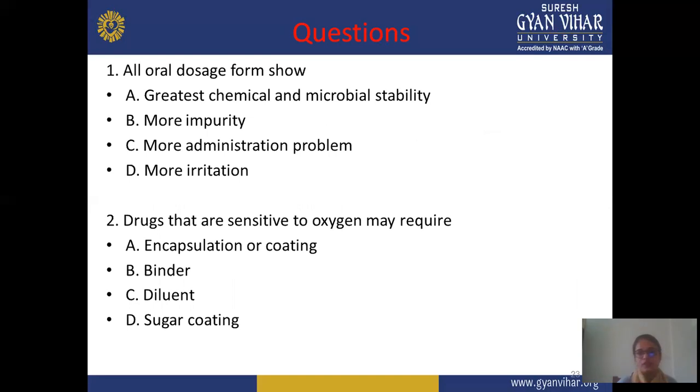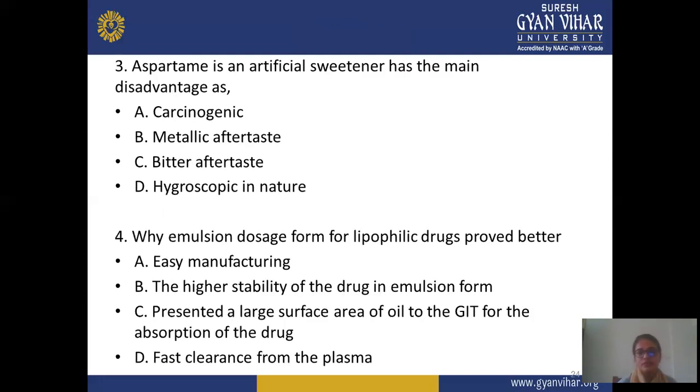And next part is the question part. In the first question, all oral solid dosage forms show greatest chemical and microbial stability; B is more impurity, C is more administration problem, D is more irritation. The second question: drugs that are sensitive to oxygen may require encapsulation or coating; next, B is binder, C is diluent, and D is sugar coating. The third one: aspirin, artificial sweetener, main disadvantage is carcinogenic, B is metallic aftertaste, C is bitter aftertaste, D is hygroscopic in nature.